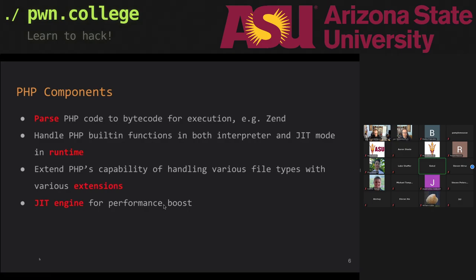So now let's talk about how PHP works internally. First, it parses PHP code to bytecode using the Zend engine. And after that, during runtime, it handles the built-in functions in both JIT and interpreter mode. And with the help of the extensions, it can handle various file types. Later, last year, the JIT engine was introduced for performance boost.